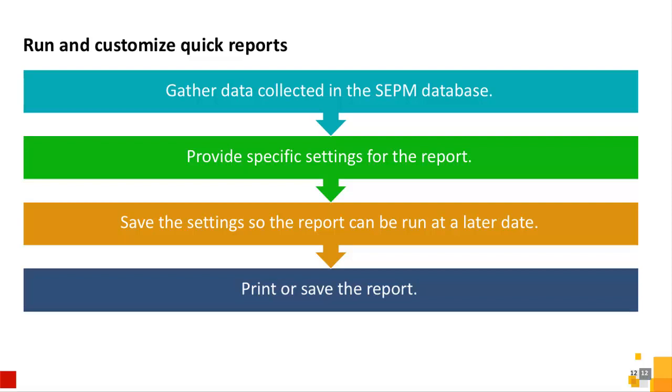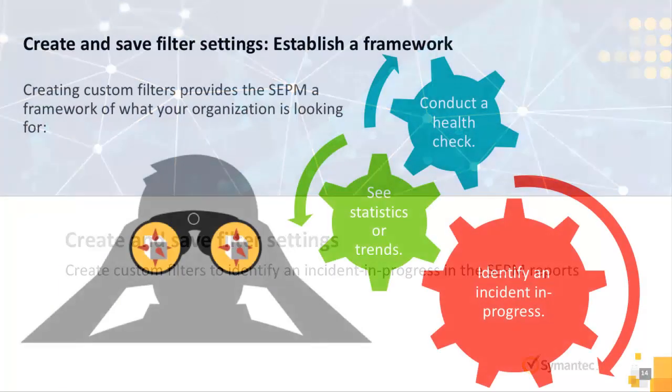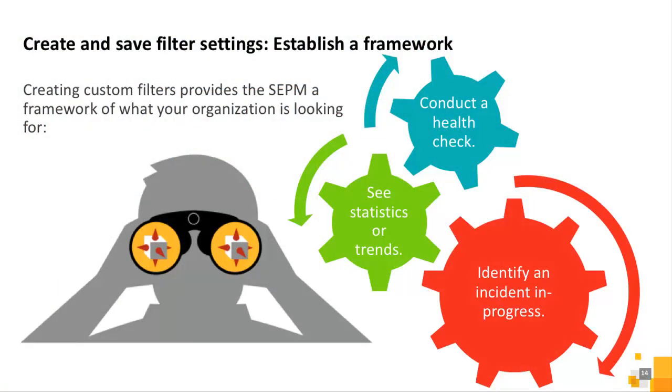Quick reports are static. They provide information unique to the time frame that you specify. Then, for more granular information, review specific events using the logs. This is the Create and Save Filter Settings subtopic. SEPM filter settings are helpful as a log reduction tool.